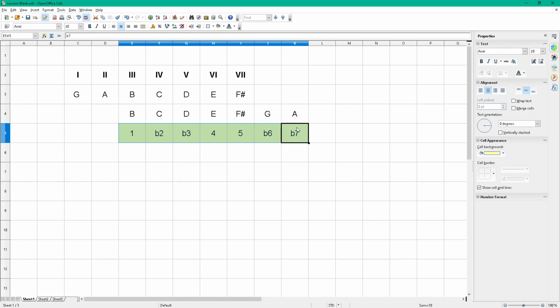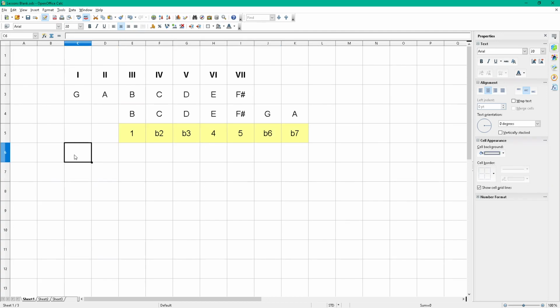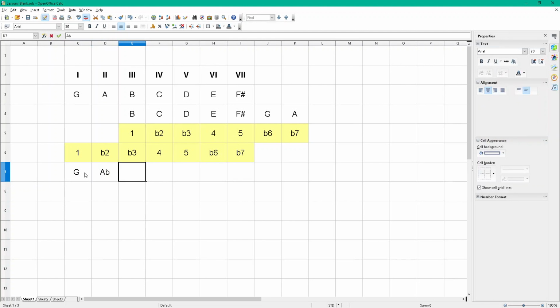If I was to take these numbers, actually, let's do that. I'll copy them here. And now I'm going to write in the key of G, but I'm going to follow these intervals. So I have G, flat 2 for G is A flat. The flat 3 for G is B flat. The 4th for G is C. We know that. As you can see, even here, the 4th was still C. Then we're looking at the 5th, which is D. Now we're looking at the flat 6, and that's E flat. And then we're looking at the flat 7, which is F.